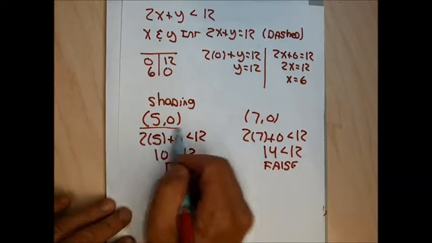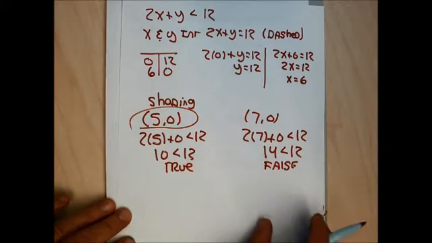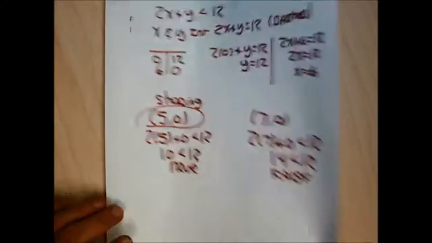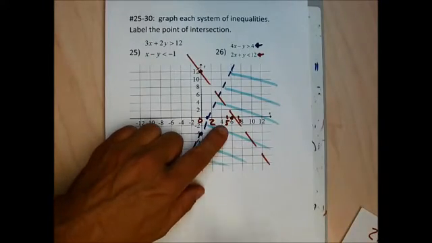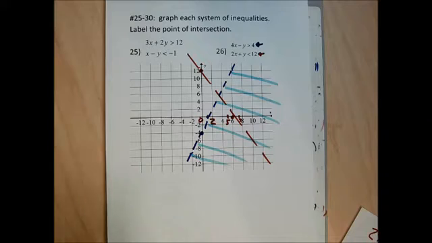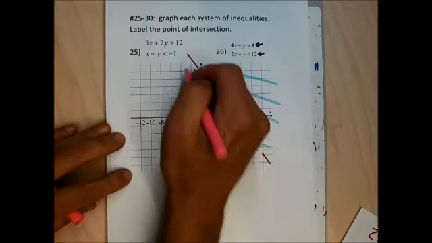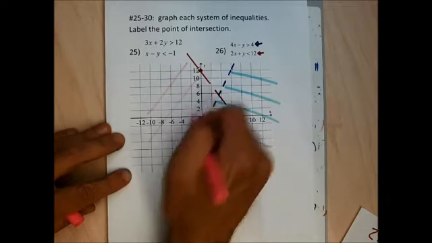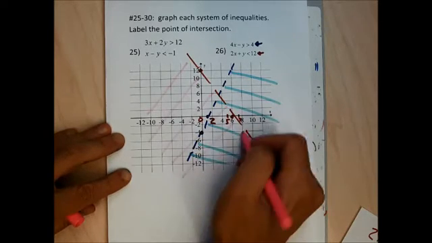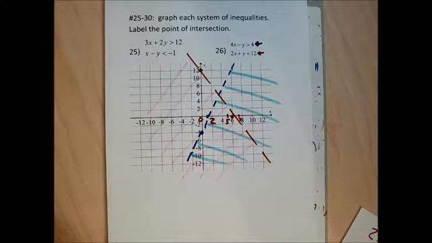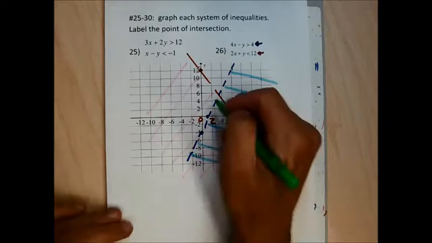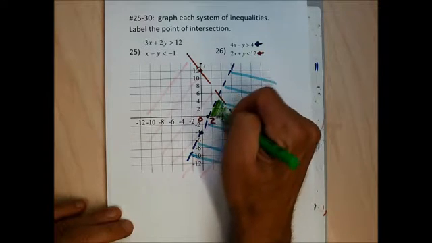I need to shade to cover up that point 5, 0. So I'm going to find that point 5, 0, which is here, and I'm going to shade this coming down and to the left. So this line gets shaded that way. What I need to do is block out where the shadings overlap. And the shadings overlap right in this little kind of triangular region.